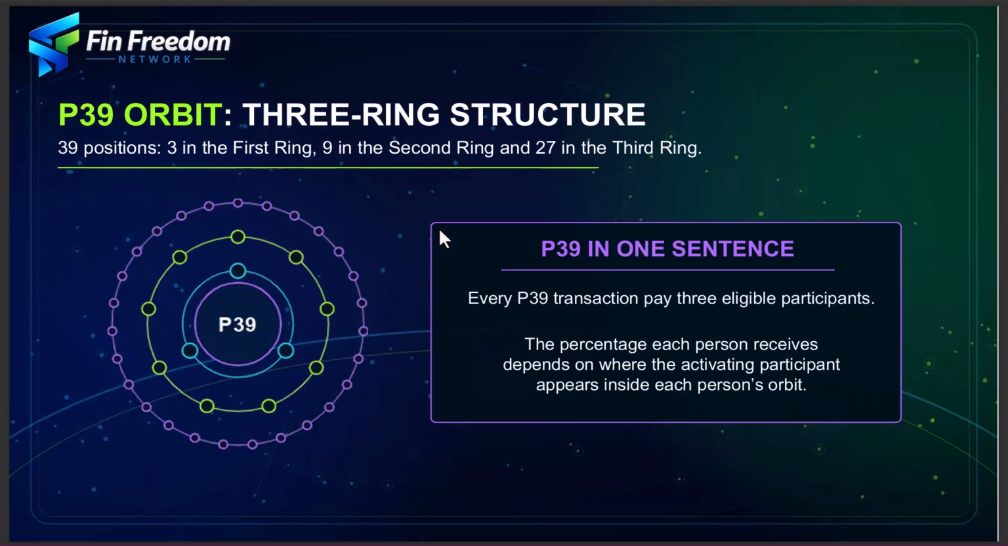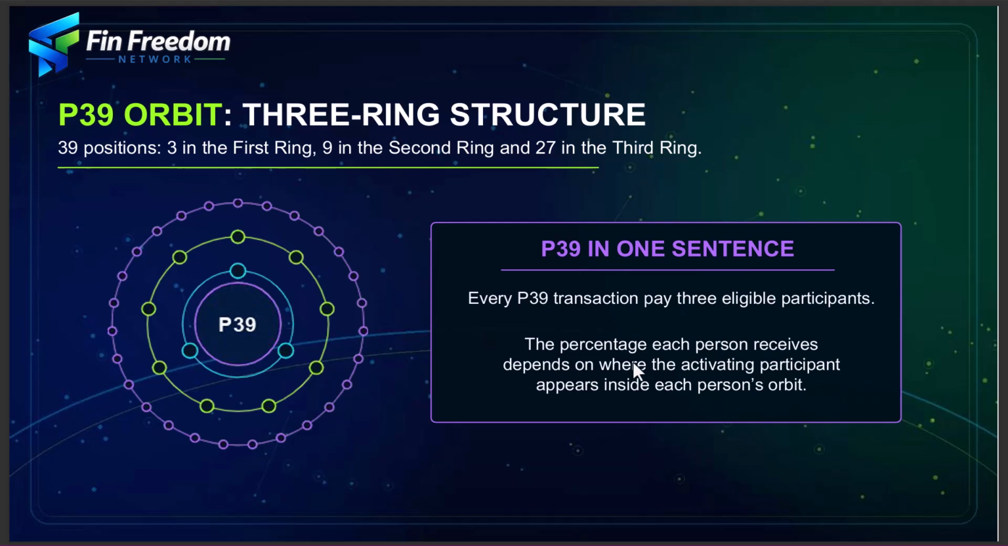All right. So moving up again, let's look at the P39 orbits, how monies are earned from the P39 orbits. Like I told you earlier, P39 orbit has 3 rings. The first ring has 3 positions. Second ring has 9 positions. And the third ring has 27 positions. Every P39 transaction pays 3 eligible participants. In P4, only 1 participant receives earning. In P12, 2 participants receive earning. In P39, 3 participants receive earning.